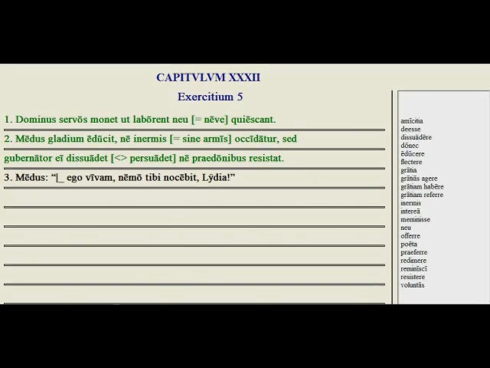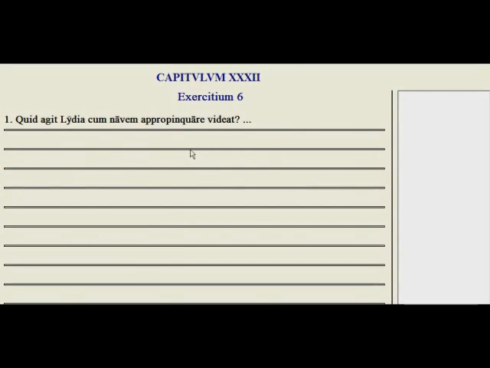Let's go on to exercise number 6. Here we have question and answer. Quid agit Lydia cum navem appropinquare videat? What does Lydia do when she sees that a ship is approaching? Cum navem appropinquare videat, Lydia deum precatur. Lydia prays to God. Remember that precari is deponent, so you need to put it in the passive form. She precatur, she prays deum to God. Lydia deum precatur.